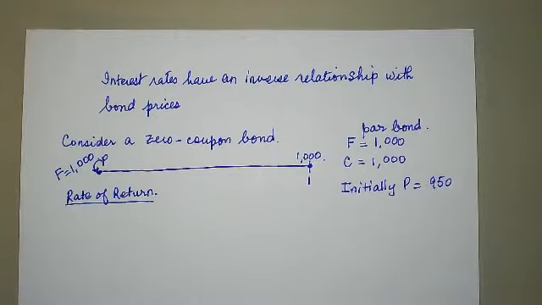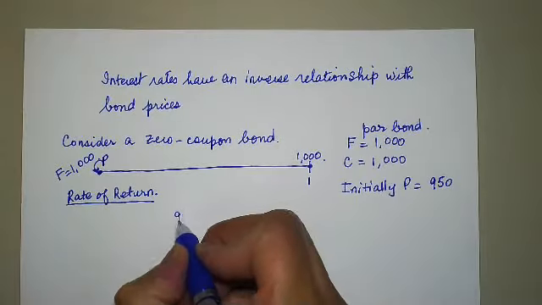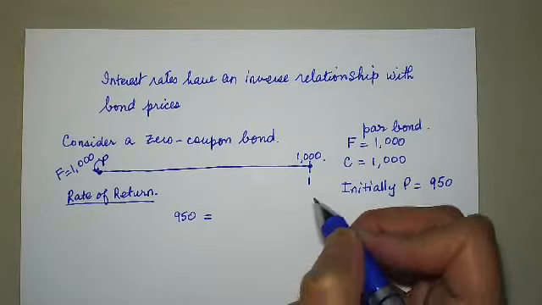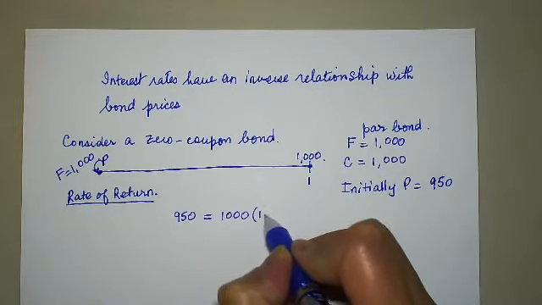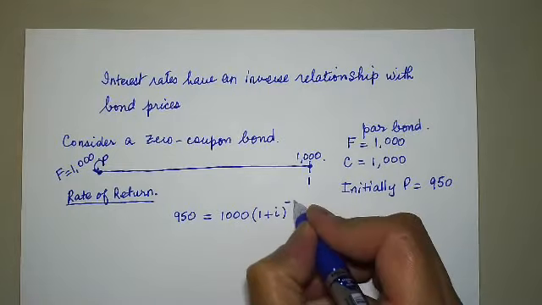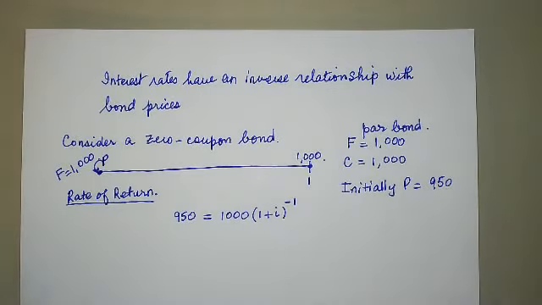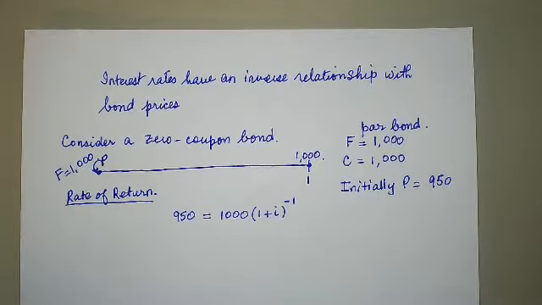Negative 950 plus 1,000 (1 plus i)^-1. So can I say 950 equals 1,000 (1 plus i)^-1? Where is he getting this, guys? Do you know? There are many ways to look at it. The first way I can look at it is my price equation, which is 1,000 times v^1. This means that v is equal to (1 plus i)^-1.